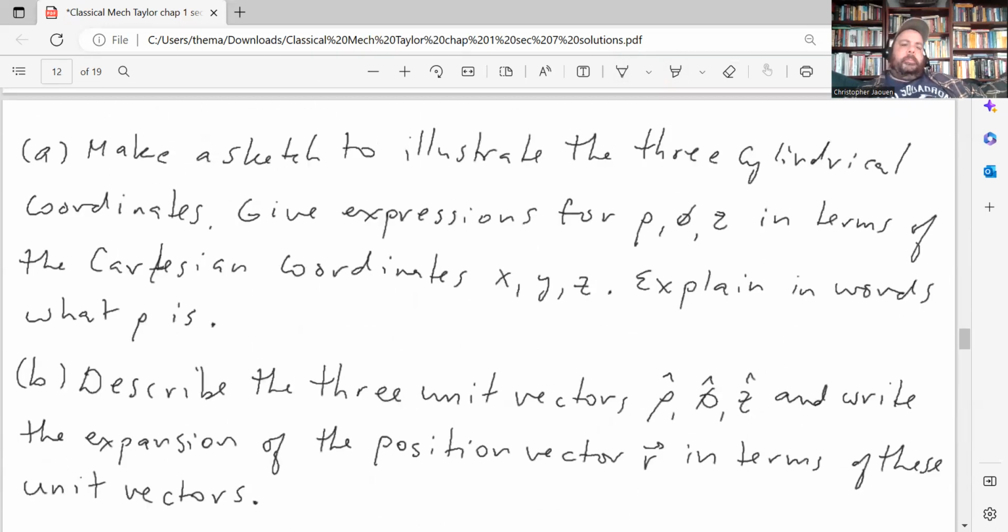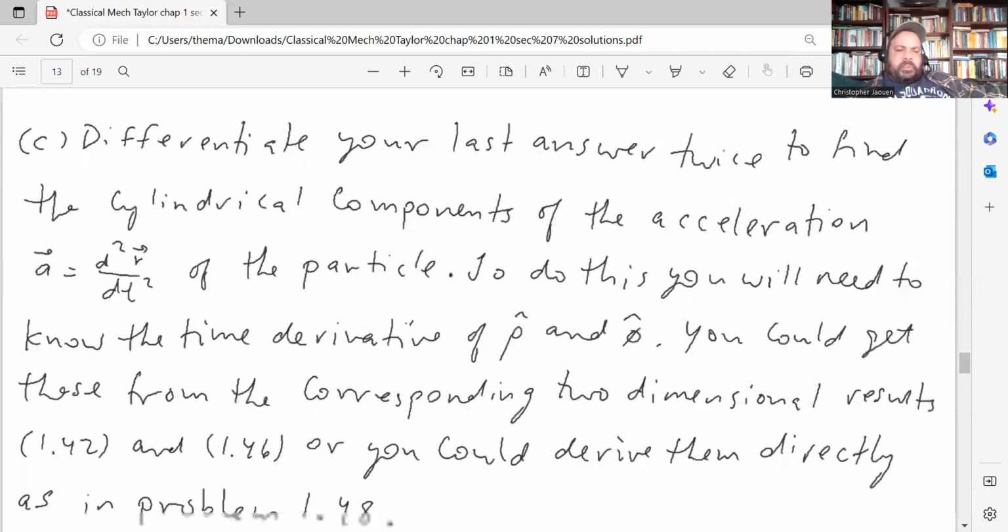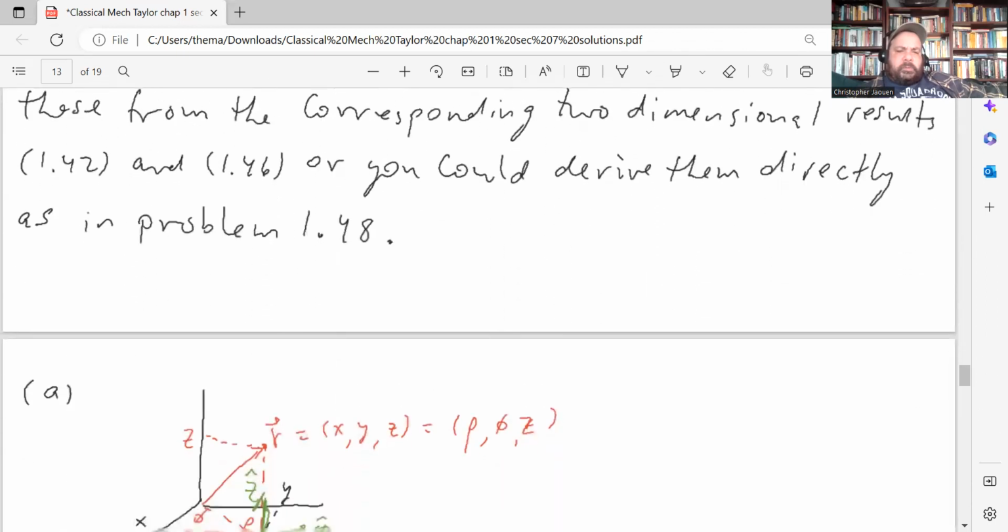Right, so part A, make a sketch to illustrate the three cylindrical coordinates. This one has several parts too. We'll take them one at a time. Make a sketch to illustrate the three cylindrical coordinates. Give expressions for rho, phi, z in terms of the Cartesian coordinates x, y, z. Explain in words what rho is. All right, let's do that one first, and then we'll look at the other parts. I think there's 3 parts.